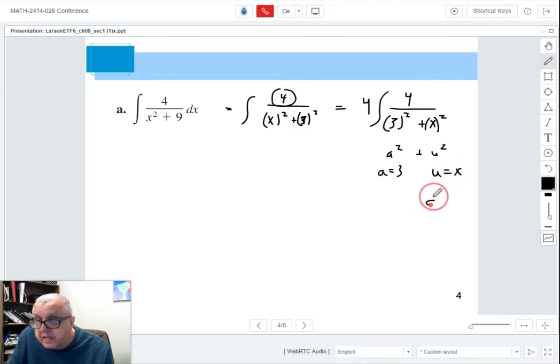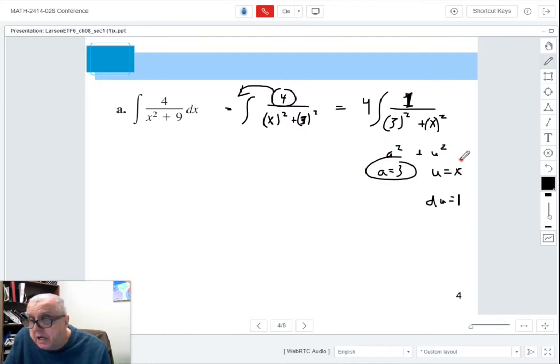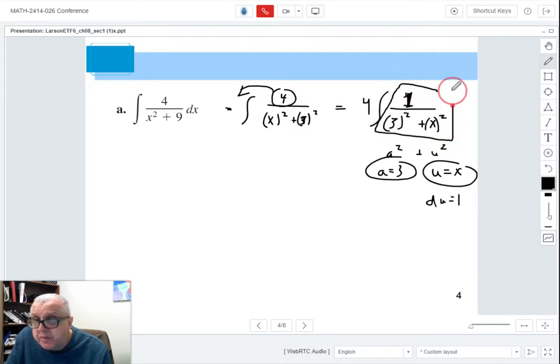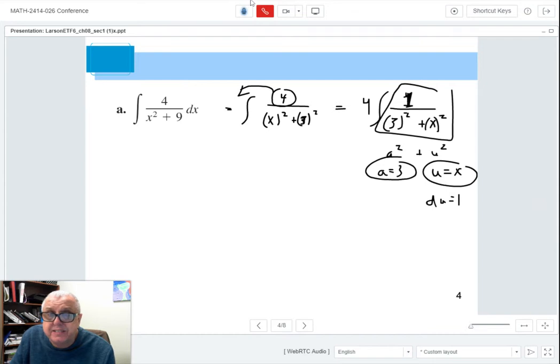If u equals x, du equals 1. By the way, did I say this should be a 1 here? If we take the 4 out, like we did here, this should be a 1. And the derivative of u is 1. So that makes it a little bit better. So we're in this form. A is 3, and x is u, or u is x. So we're in the exact same form as problem 19 on the basic integration.